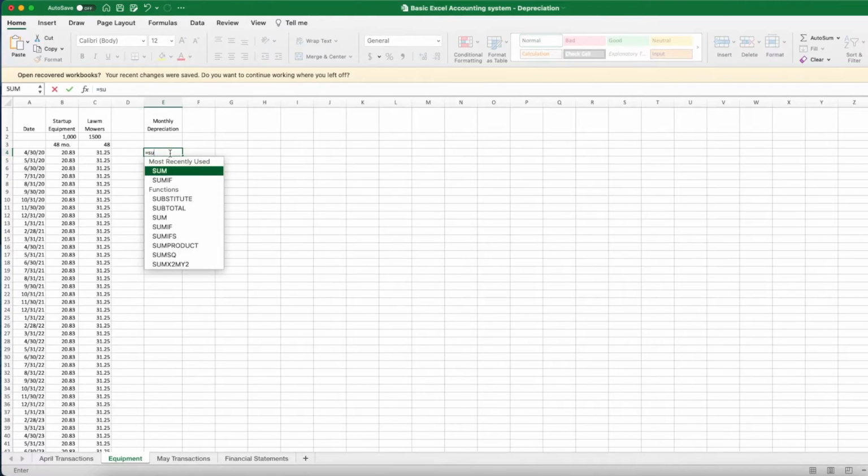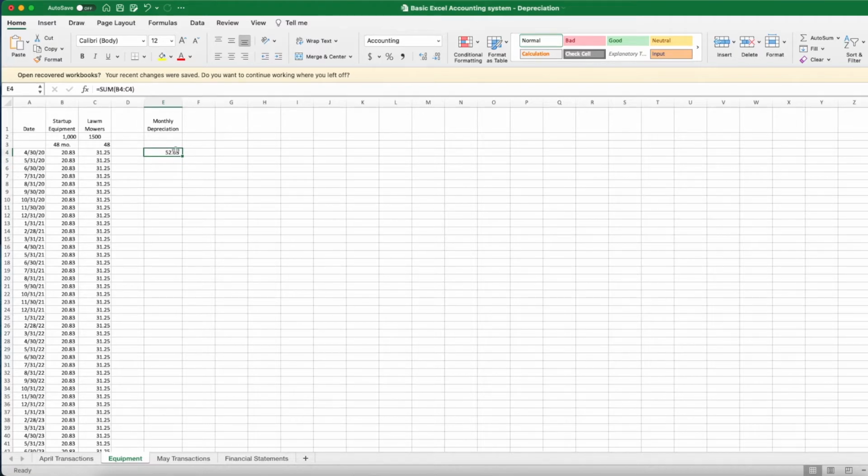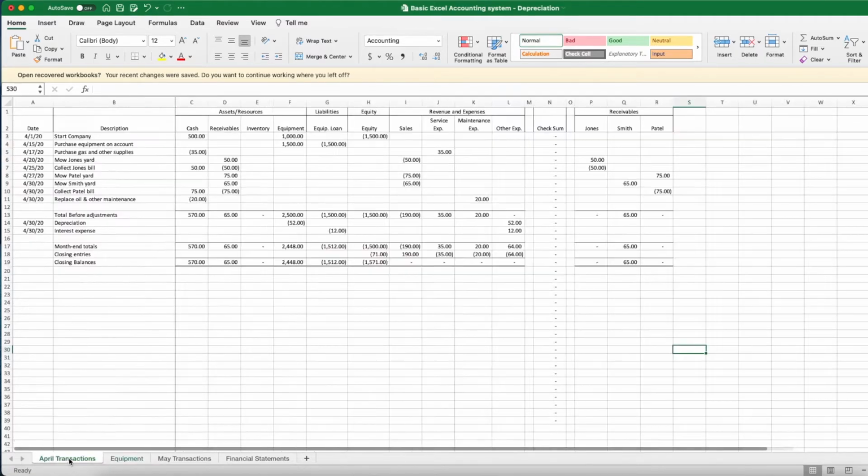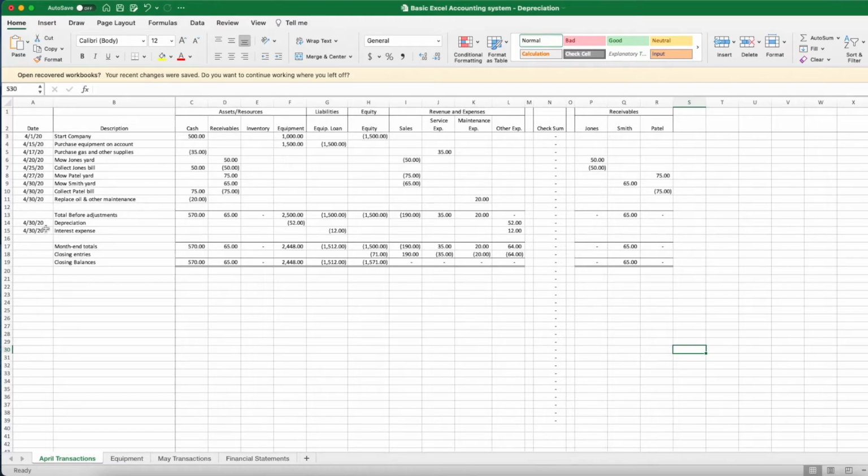That's just going to be equal to the sum of all of my columns, which in this case is only 2. So there's my $52 of depreciation, which is what we had recorded back here in April at the end of the month when we did our adjustments. We recorded $52 of depreciation. Now, we rounded it a little bit. As you can see, we recorded 52 even.